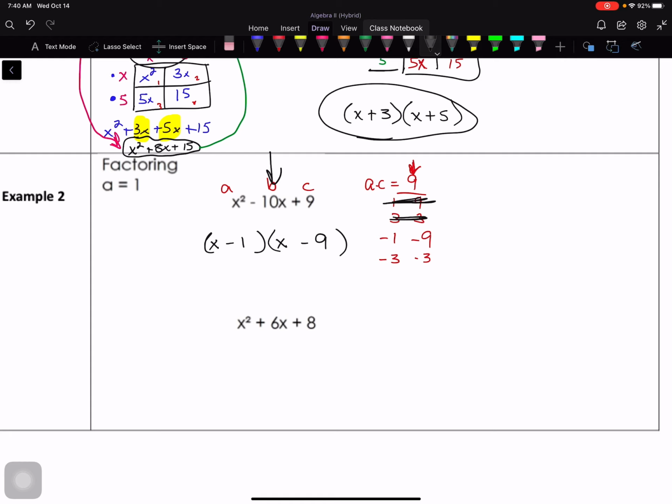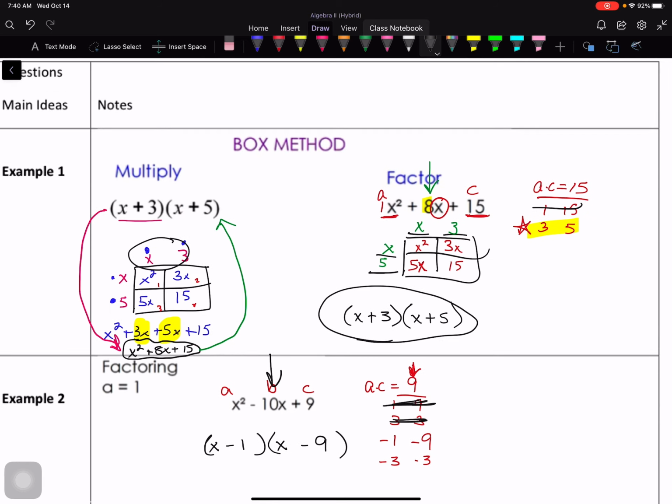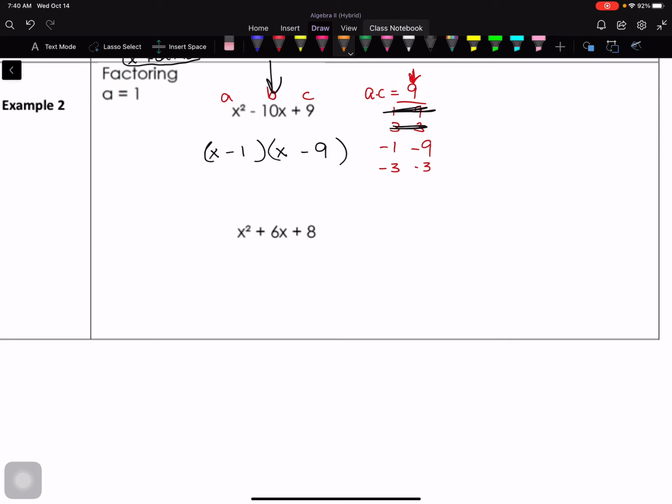Now again, that's a shortcut only when a is 1. If you put negative 9 in the first parenthesis, if you just flip the negative 1 and the negative 9, order doesn't matter in this case. You'll notice here in the box method again, so we've got 3 and 5. Look at these 2 values, positive 3, positive 5. Again, that only works when a is 1. So let's factor this one using the shortcut again. Because my a value is 1, I can go ahead and do that.